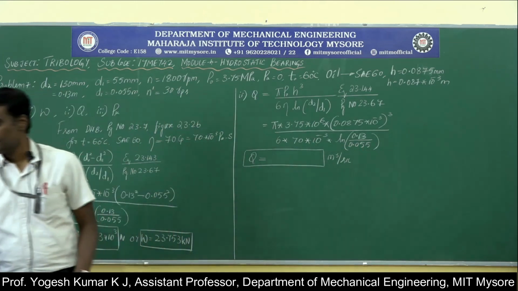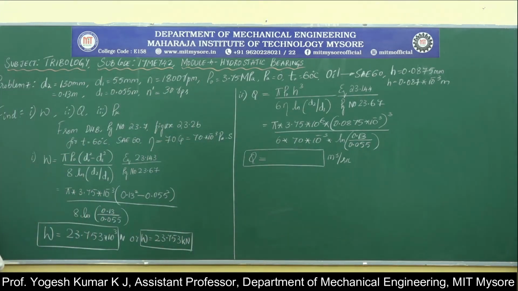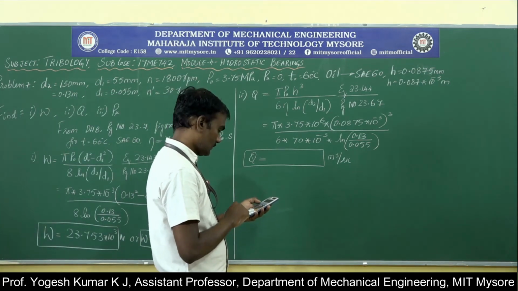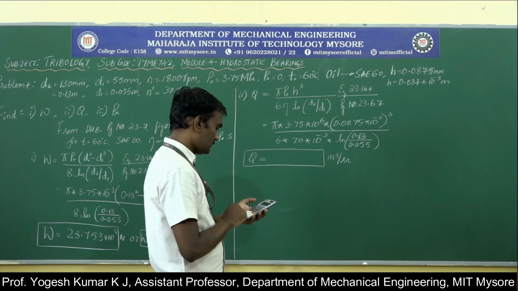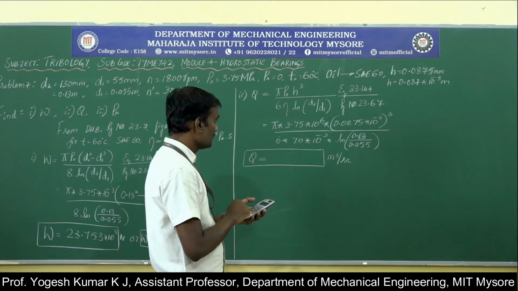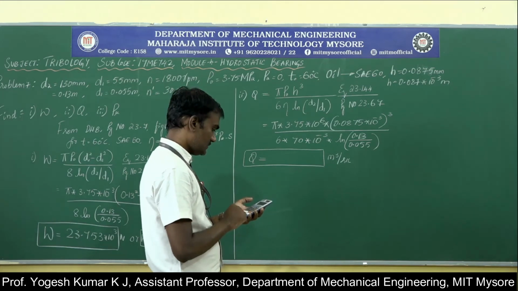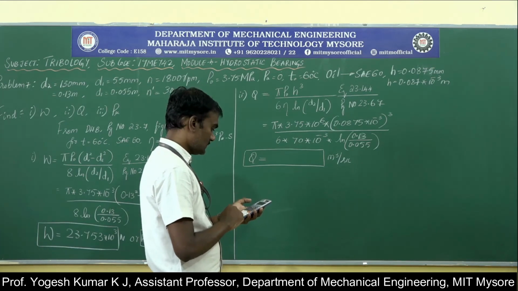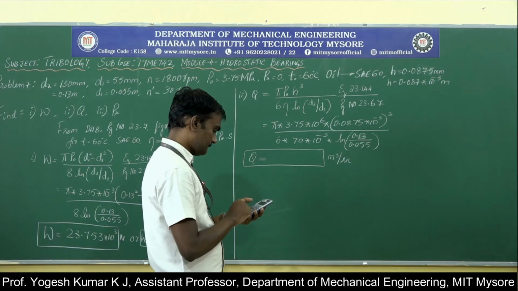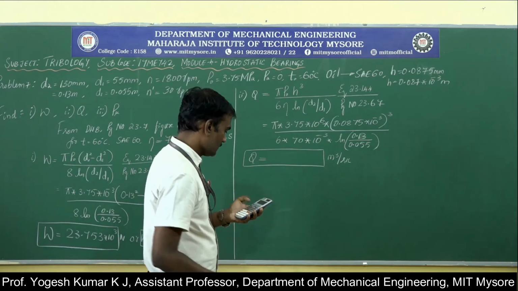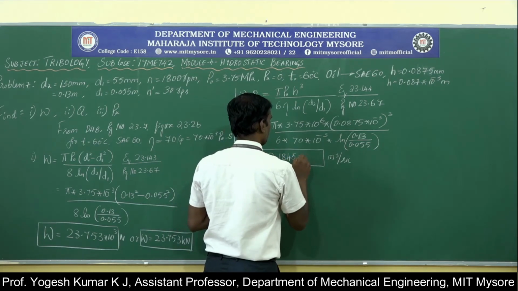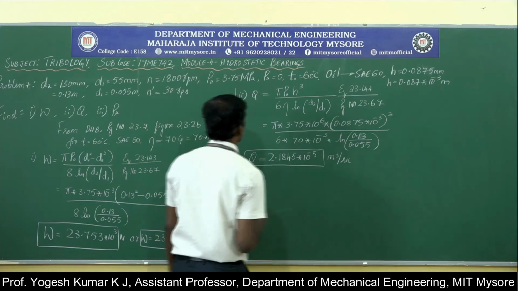So let us find out the value of Q. The value of Q, we will be getting it as pi into 3.75 E6 into 0.075 divided by 6, which gives 0.1845 into 10 power minus 5 meter cube per second.